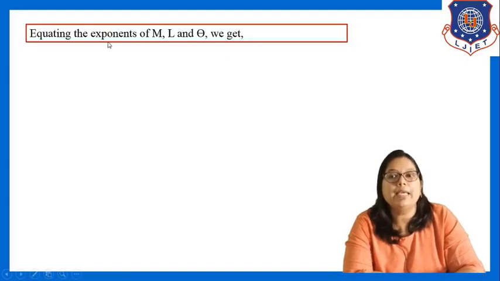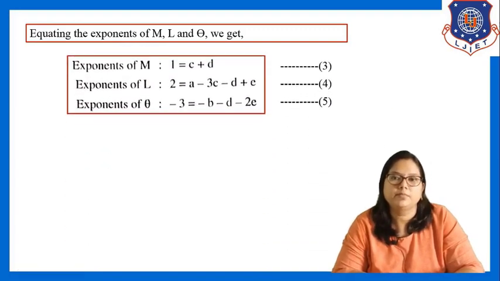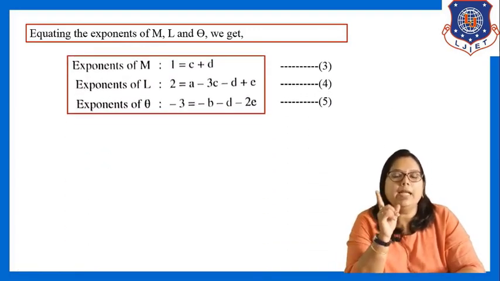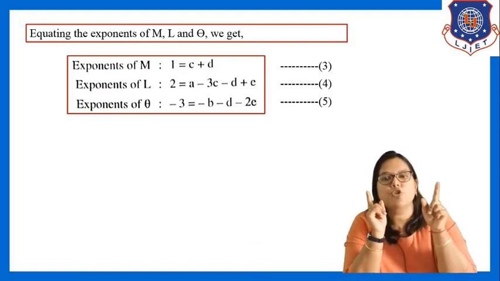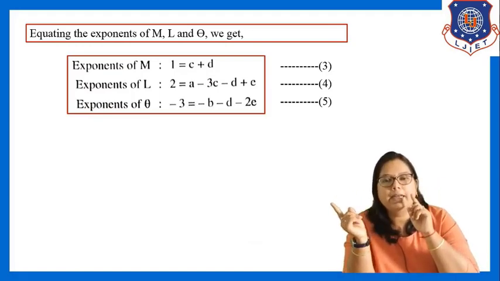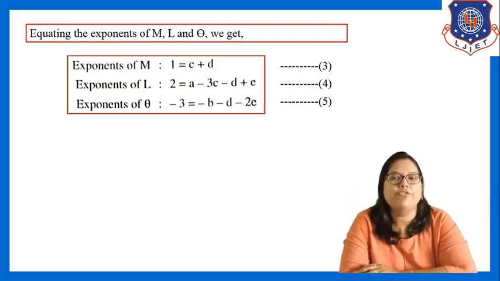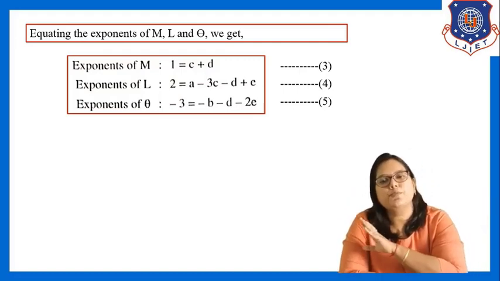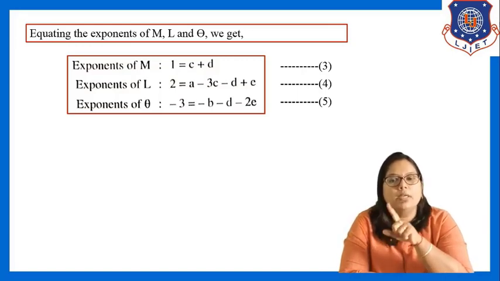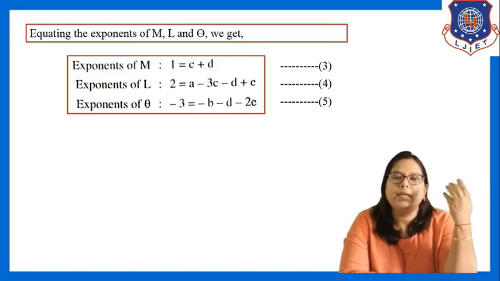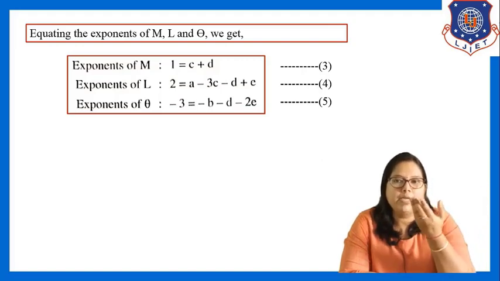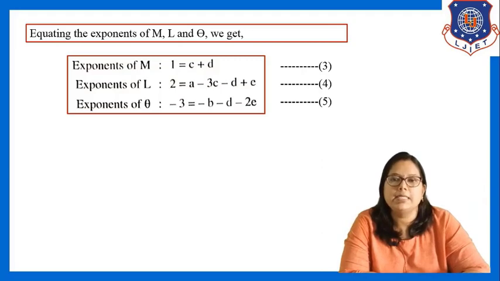Now equating the exponents of M, L, theta. When I am equating the exponents, I am writing the right hand side and left hand side. So when you compare the exponents of M, the exponent of M on one side is 1, and on the other side the exponent of M is c and d. So 1 is equal to c plus d. This is my equation number 3.